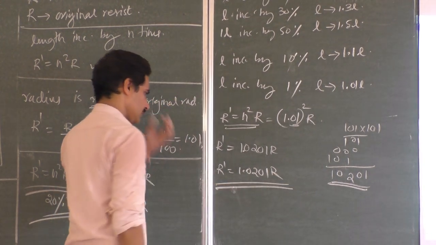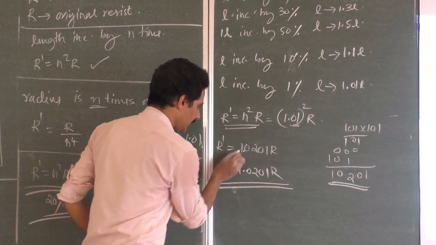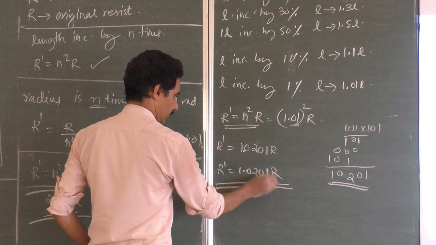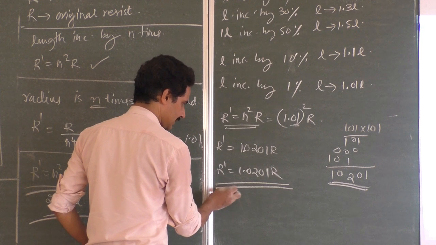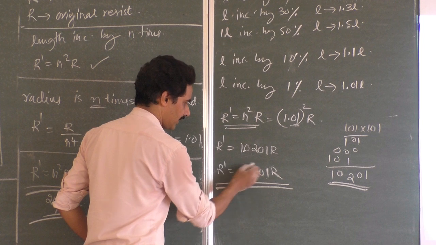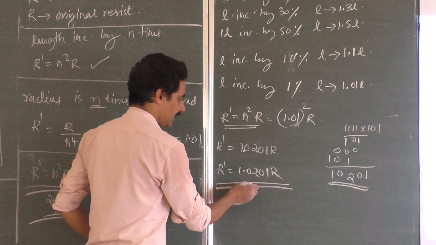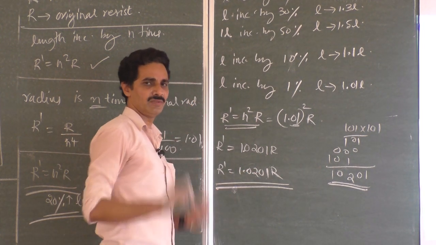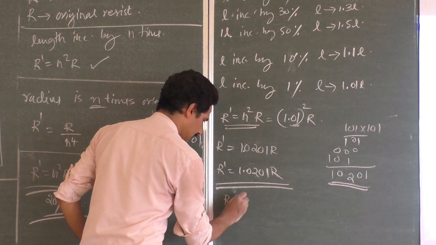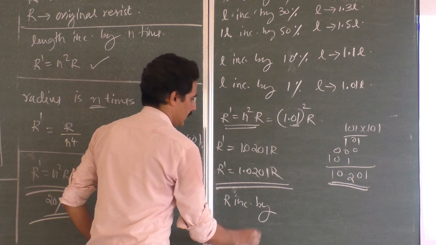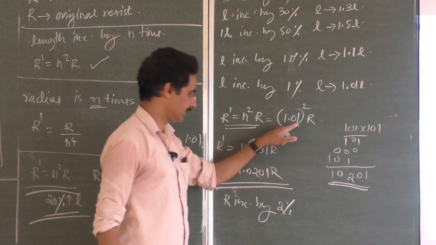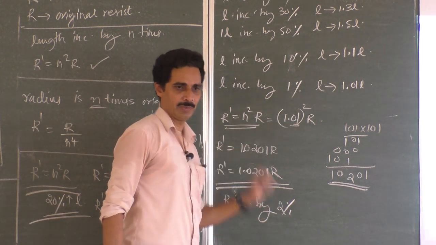Now how much percentage-wise is this more? In the beginning you have R. The original resistance is R. Now you have the resistance which is 1.0201 R. Multiply this by 100. Won't you get 102 here if you multiply it by 100? 102.01. 0.01 we will leave off. So how much percentage is it more? So R increases by 2%. Am I right? So if the length increases by 1%, resistance increases by 2%.